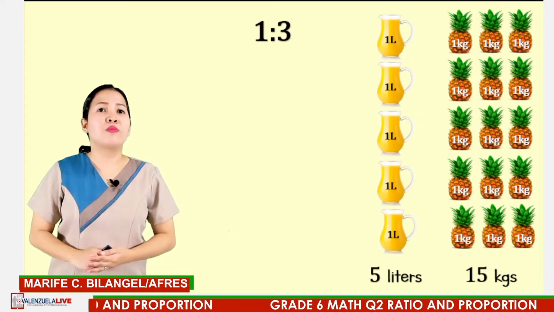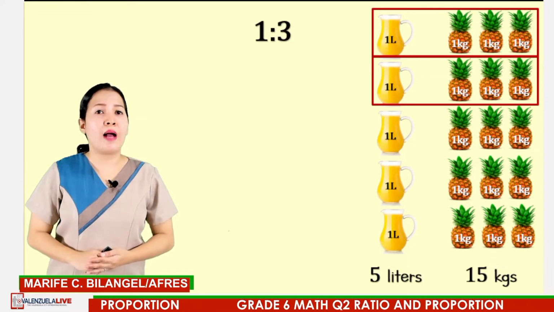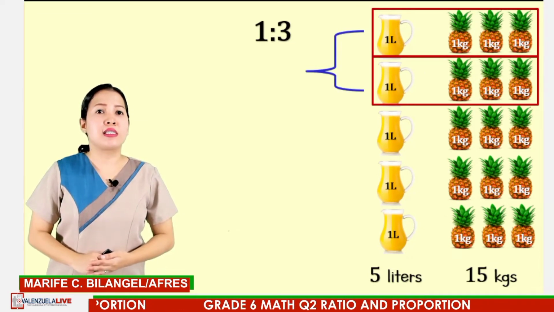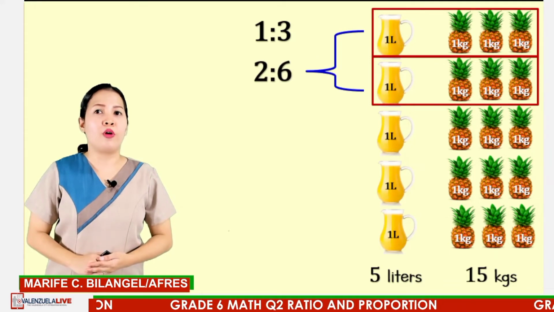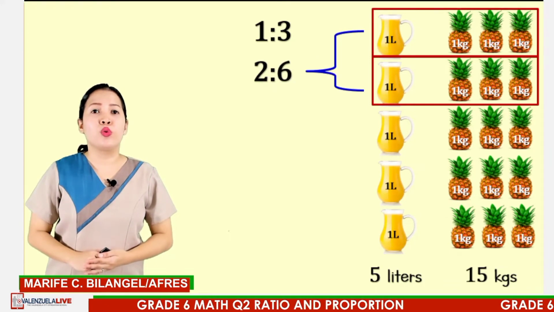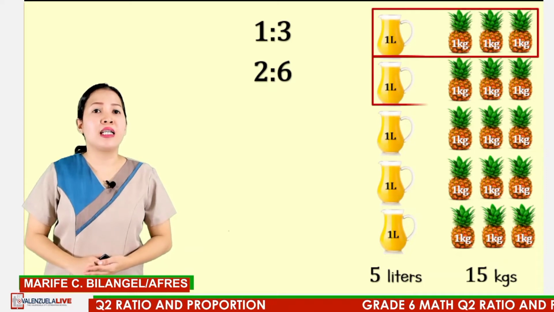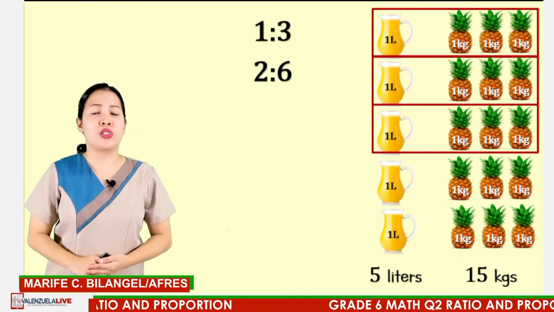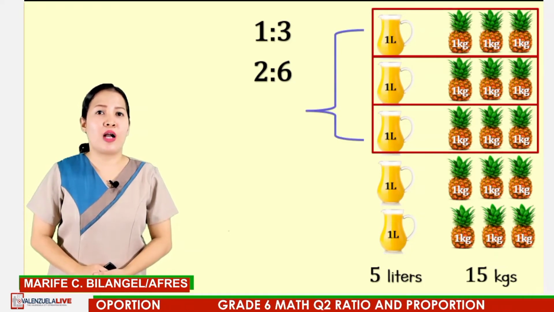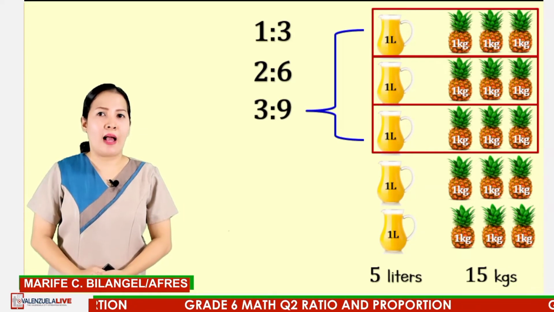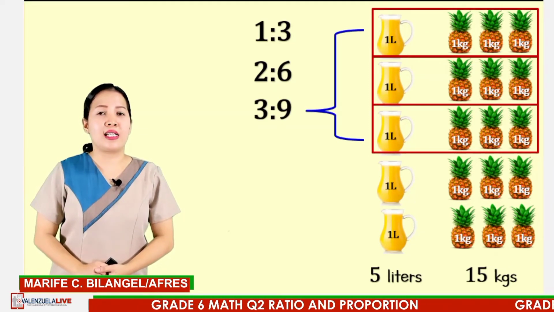If we have 2 liters of pineapple juice, then we need 6 kilograms of pineapple, and it is written as 2 to 6. If we have 3 liters of pineapple juice, then we need 9 kilograms of pineapple, which is written as 3 to 9.